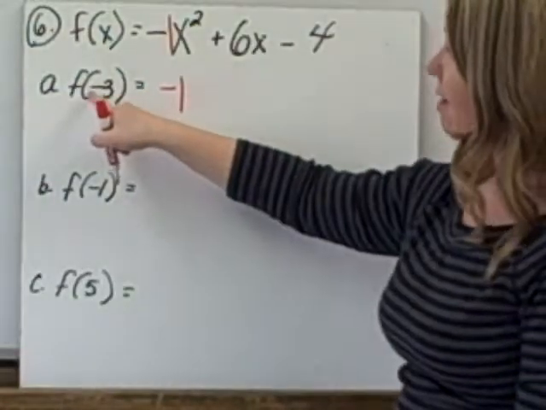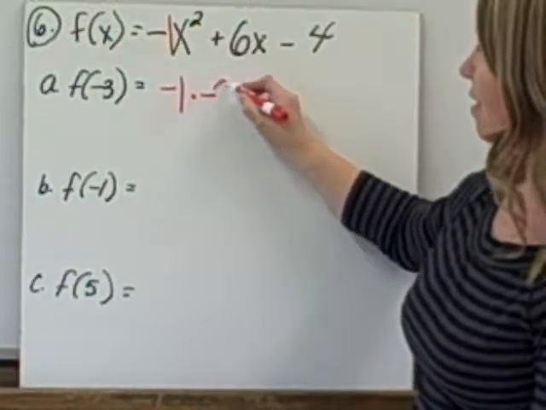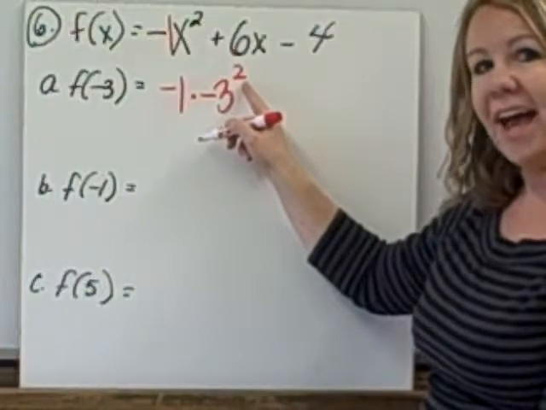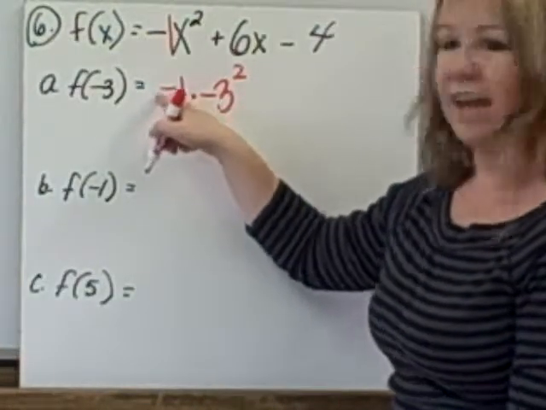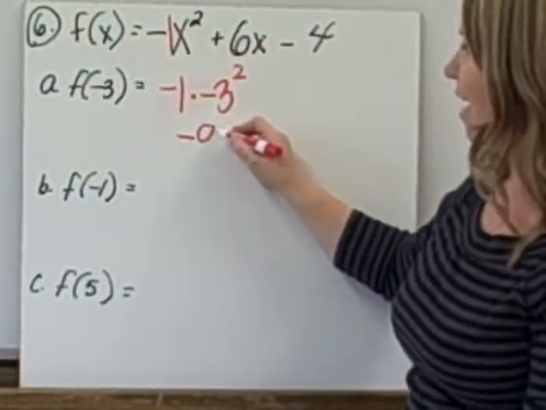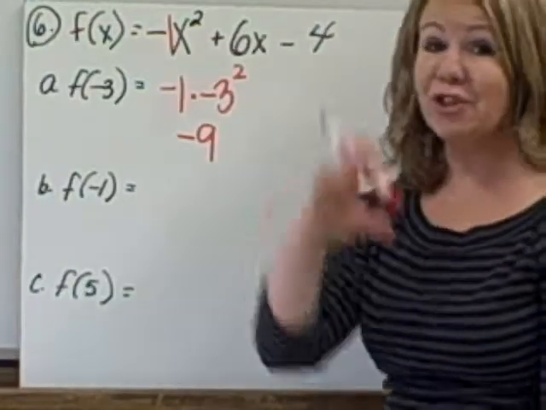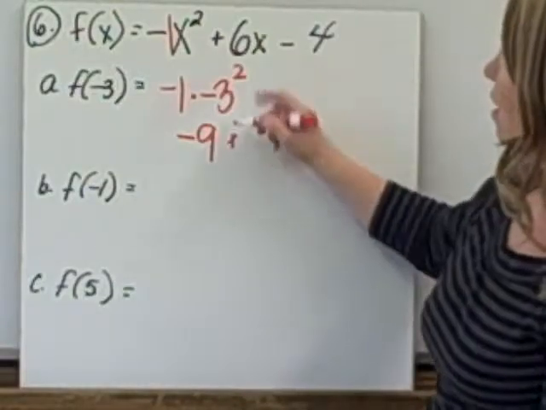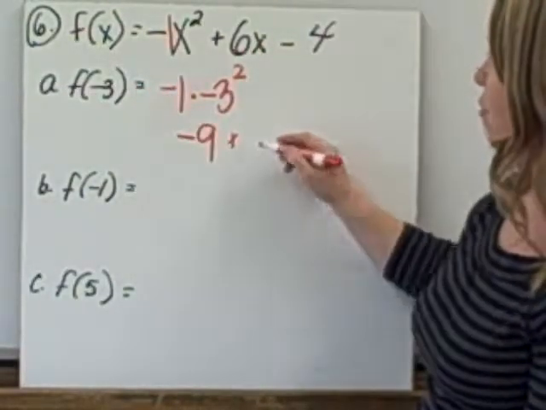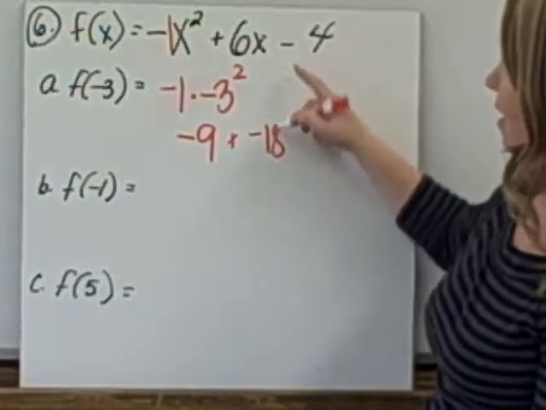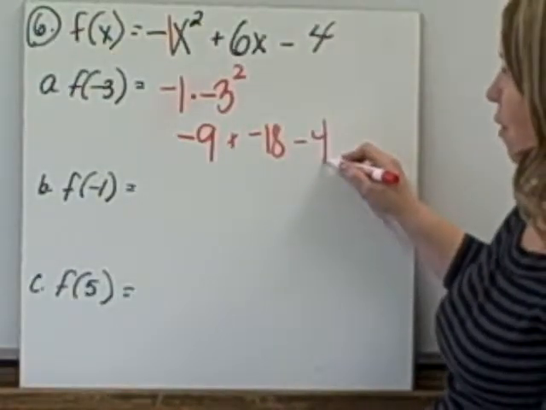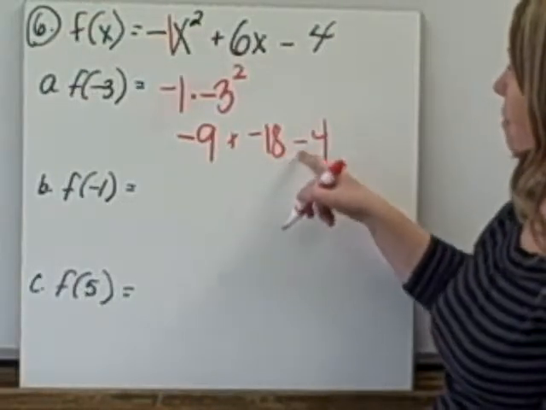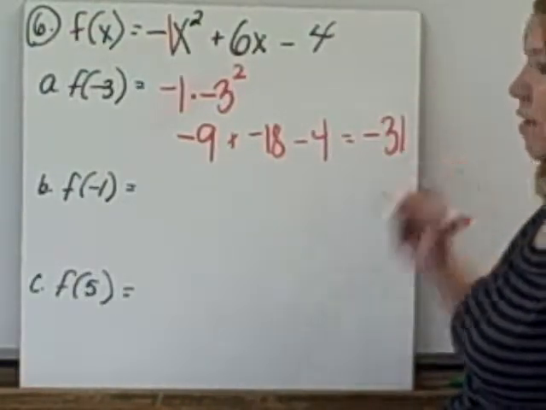So as I put negative 3 in for x, negative 3 squared is a positive 9, and now times negative 1 is a negative 9. So it is like 2 separate steps you have to do. You can't combine it into one piece. 6 times negative 3 is negative 18, and then just bring down the negative 4. Negative 9 plus negative 18 is negative 27, minus 4 is negative 31.